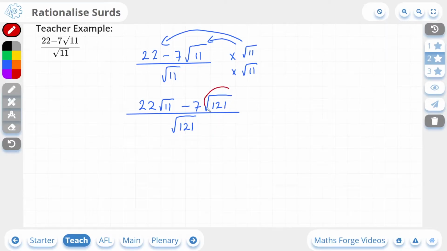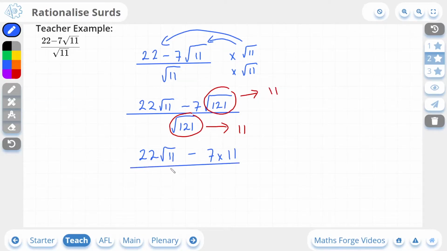Now let's simplify this. The square root of 121 is actually just 11. And this goes for the denominator as well. The square root of 121 is 11. So by simplifying these square roots, we end up with the following. 22 root 11 minus 7 times 11, because don't forget the 7 is being multiplied to the square root of 121, which simplifies to give us 11. And then in the denominator, the square root of 121 is just simplified to 11.